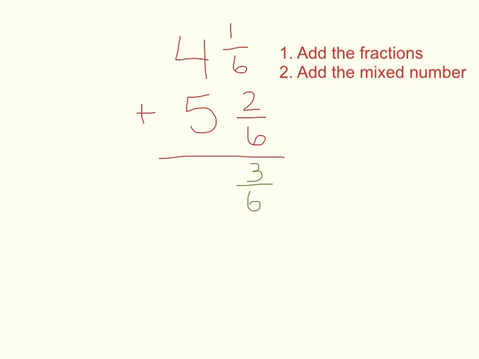Step number 2, add the mixed number. This time I'm going to be adding the mixed numbers 4 and 5. 4 plus 5 is 9. Therefore, the answer to this problem is 9 and 3/6. To make it one step further to being correct, you would want to go ahead and simplify the fraction. So your answer would become 9 and 1/2.